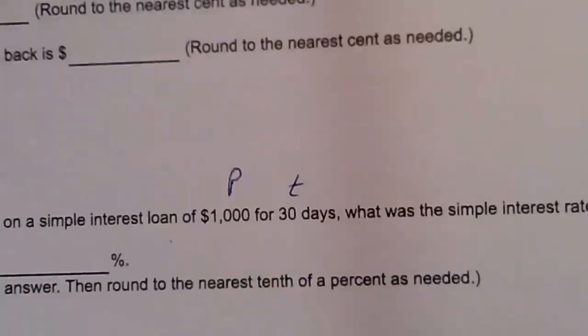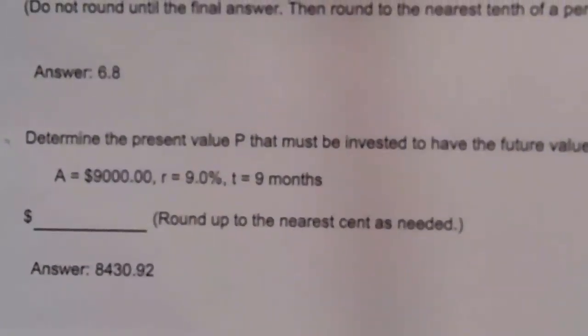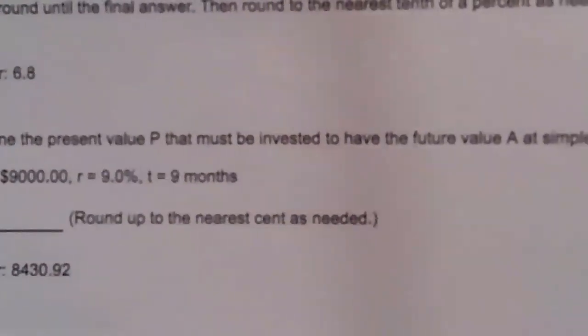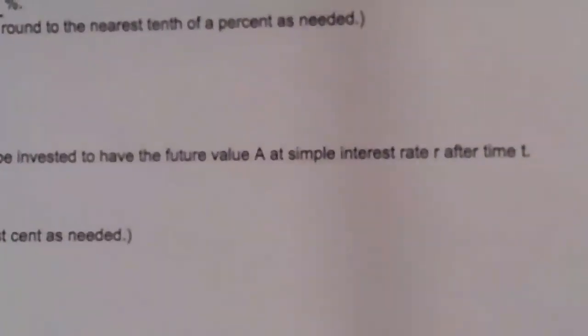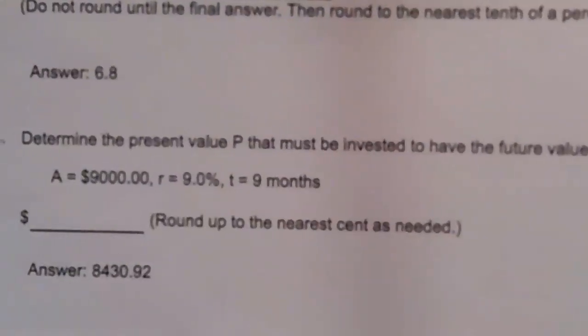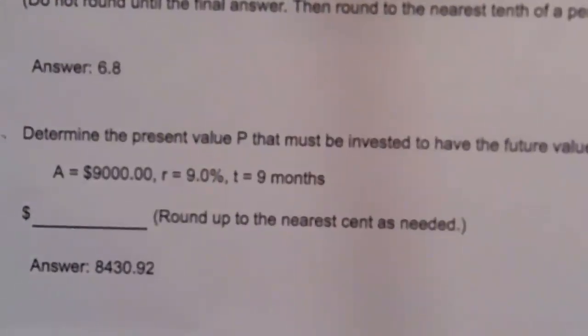So this is our second part of the taping using Zoom, and we're on problem number 8. Let me show you what problem number 8 says. It says determine the present value P that must be invested to have a future value A at a simple interest rate R after time T. The A is 9,000, the rate is 9%, and the time is given as 9 months.